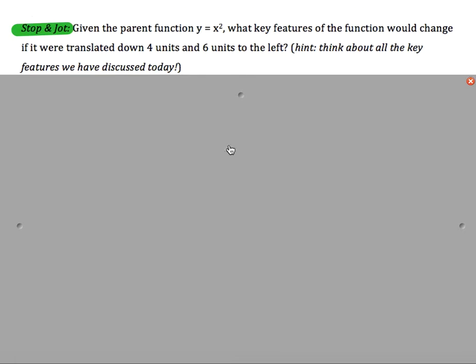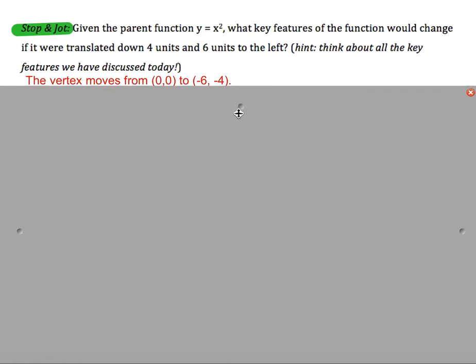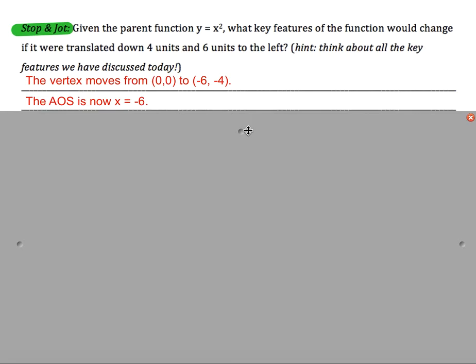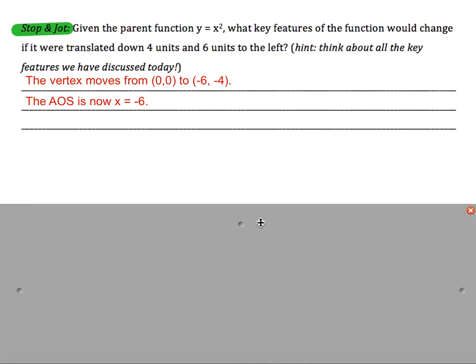Okay? So given the parent function, y equals x squared, what key features of the function would change if it were translated down 4 units and 6 units to the left? Think about all the key features we've discussed today. Okay, so I would say that the vertex would move from (0, 0), which is regular x squared, and 6 units left, which means go to -6, and down 4 units, which means -4, which would also mean the axis of symmetry is now x equals -6. It would also shift where it's increasing and decreasing, etc.